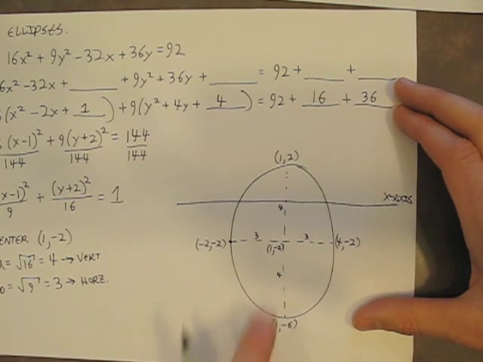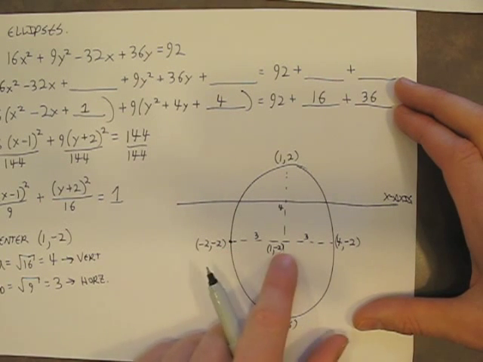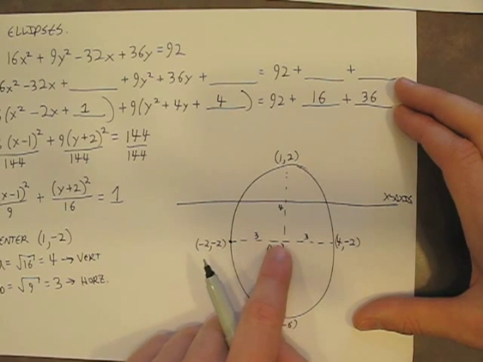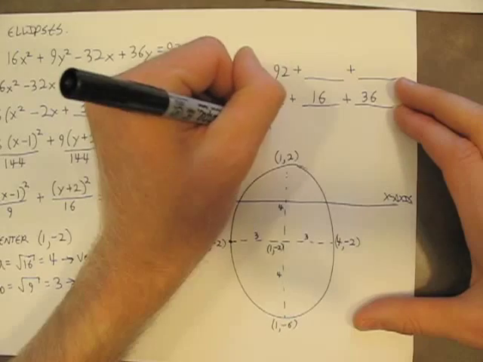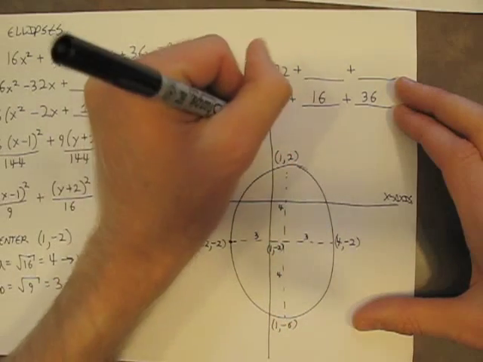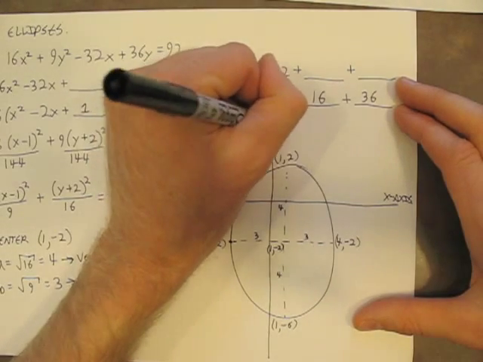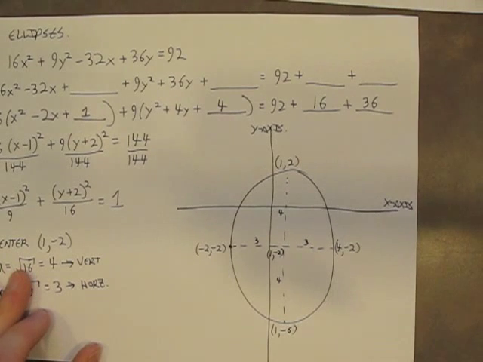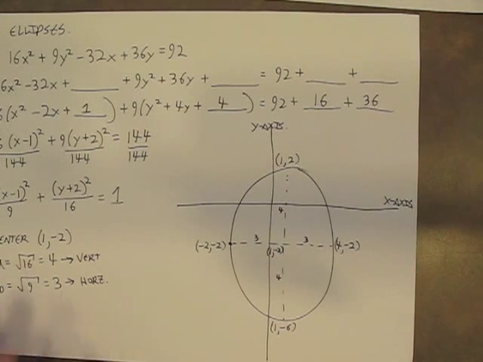And then here I've got 1 and here I've got -2. So I'm going to be about 1/3 of the way over. And so there's my y-axis. And so there is my sketch of an ellipse.